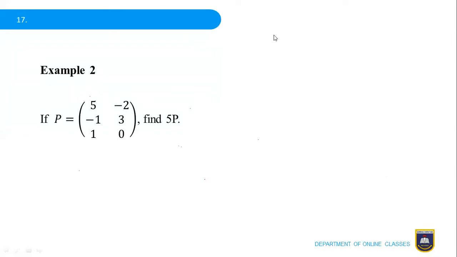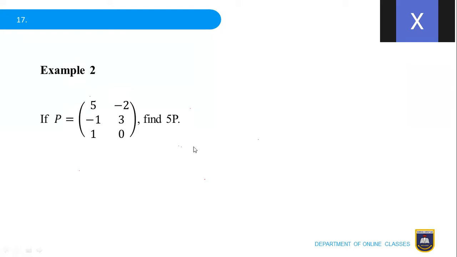Okay. 25, minus 10, minus 5, 15, 5, 0. Okay. We shall compare the solution very soon.